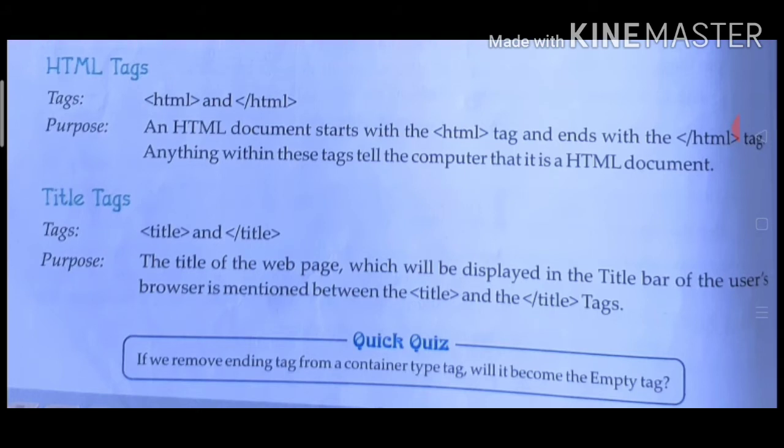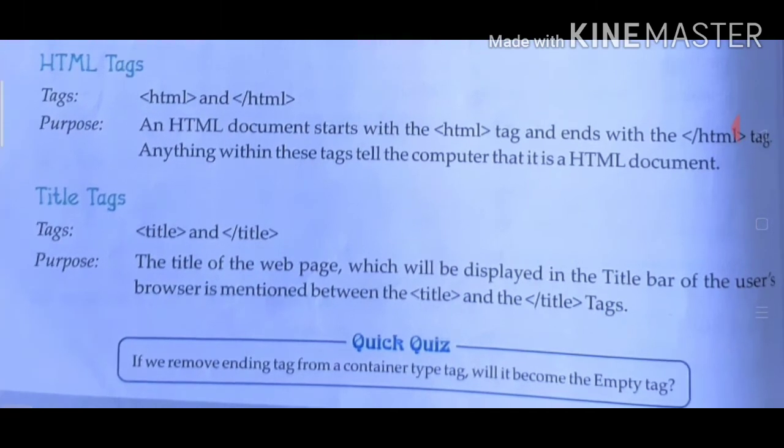Title tags. Next point is title tags. Beginning title tag and ending title tag. Purpose: the title of the web page, which will be displayed in the title bar of the user's browser, is mentioned between the title tag and the slash title tag. If we remove the ending tag from a container type tag, will it become an empty tag?